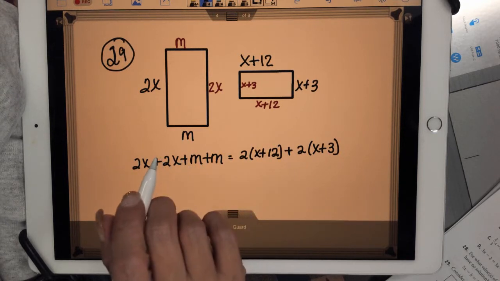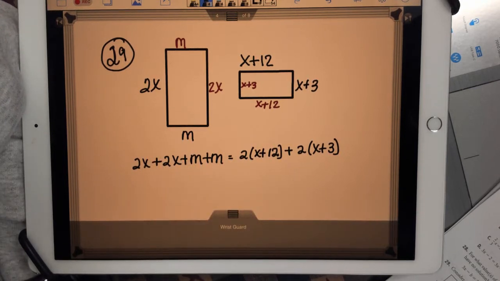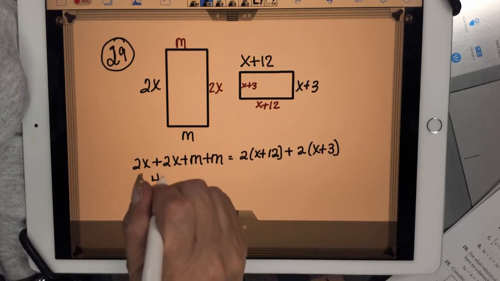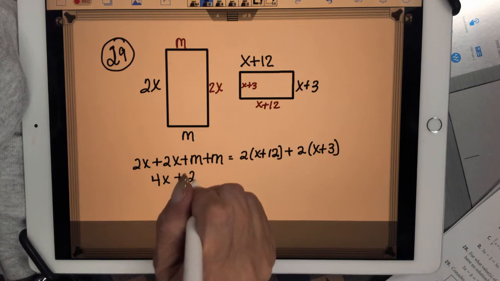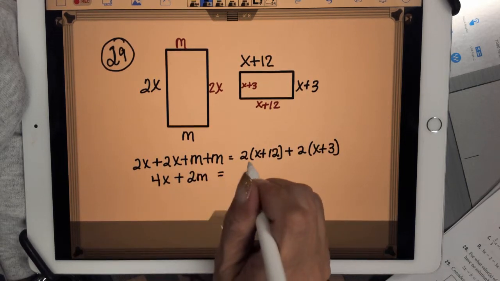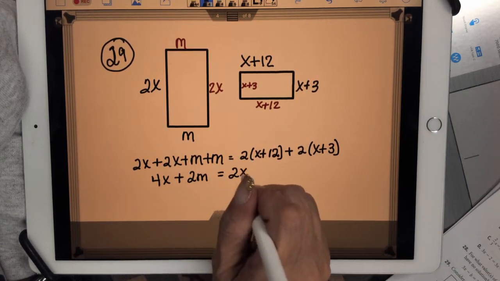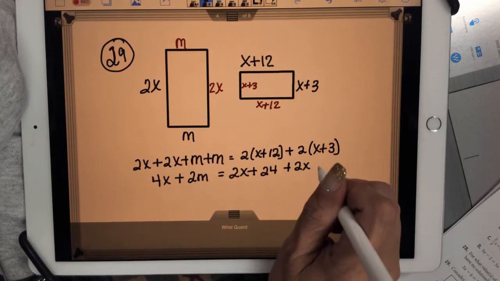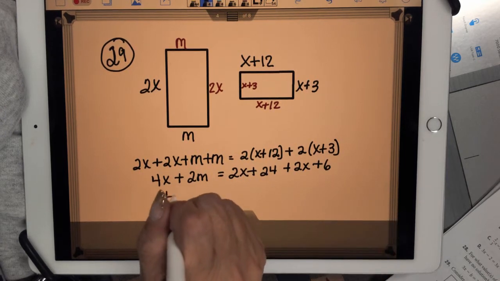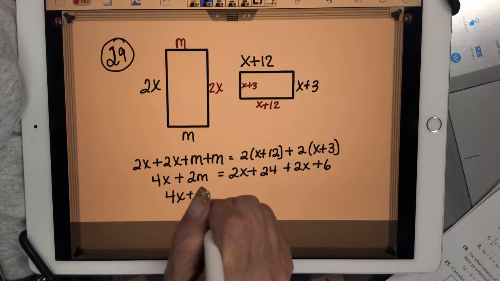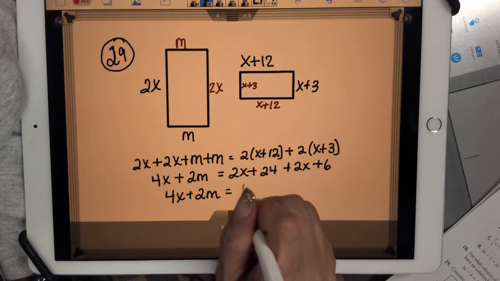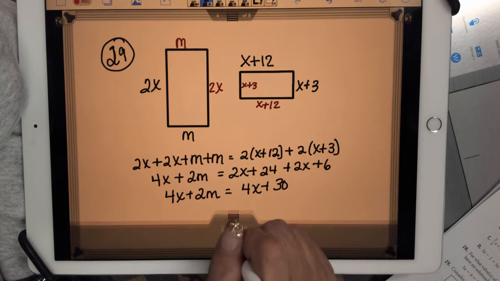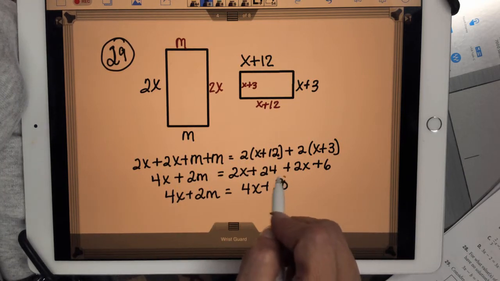It doesn't say I have to simplify that, but normally I would simplify, so I'm going to go ahead. So 4x plus 2m equals 2x plus 24 plus 2x plus 6. I'm going to go one more step. 4x plus 2m equals 4x plus 30. Okay, so there's my perimeter.